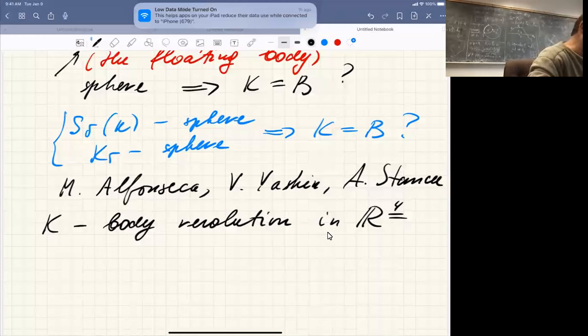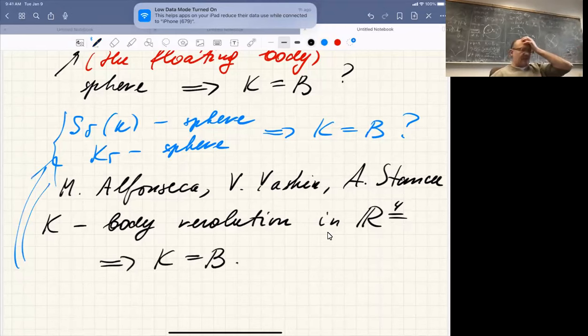and you have these two conditions, both the floating body is the sphere and the surface of centers is the sphere, then the answer is yes, K is the ball. But the solution is very long and technical, and I wouldn't be able even to present it in 50 minutes, I'm afraid. So let me stop here. This is all I know about this. Thank you very much.